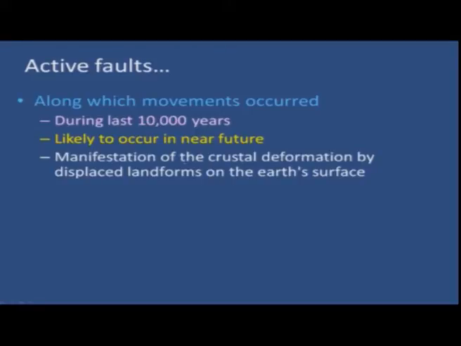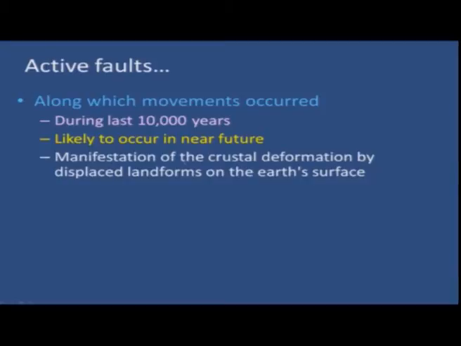Active faults are very important because these are the faults along which we believe that the next large earthquake will occur. In terms of the definition, active faults are faults along which movement has occurred, that is, displacements have occurred during the last 10,000 years. Remember this with the geological time scale; we are talking about within the Holocene epoch, and likely to occur in the near future. So, you are expecting an earthquake along that particular fault line.